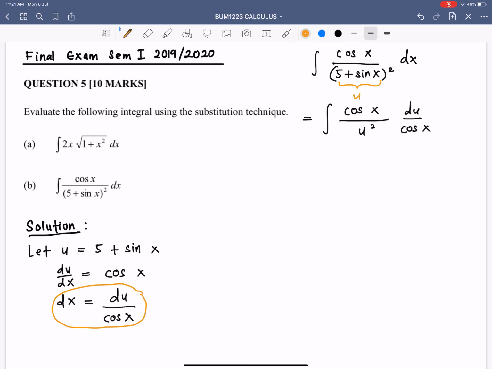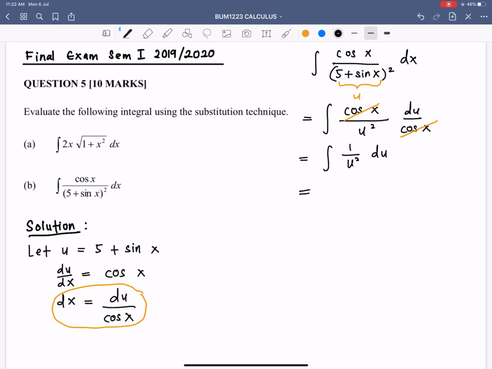And we can simplify this by canceling out the cos x. So from there we get it is equal to the integration of 1 over u squared du. Okay, we have not yet performed the integration. We just rewrite the function from a difficult integral to a simple integral.